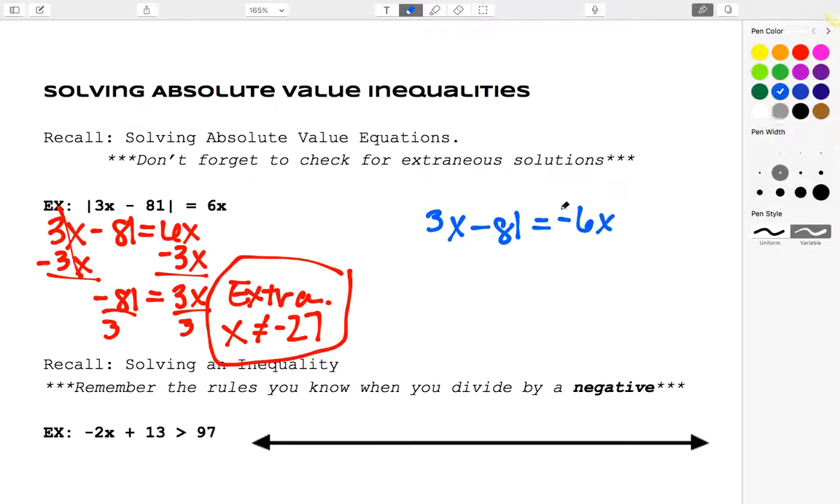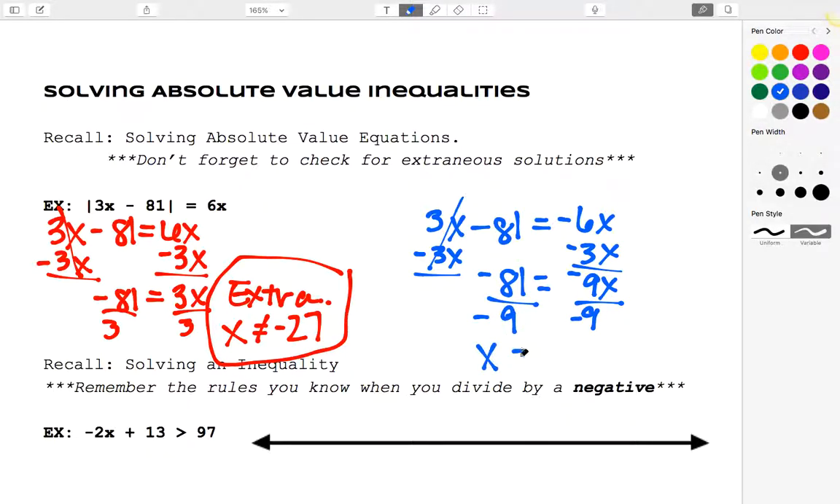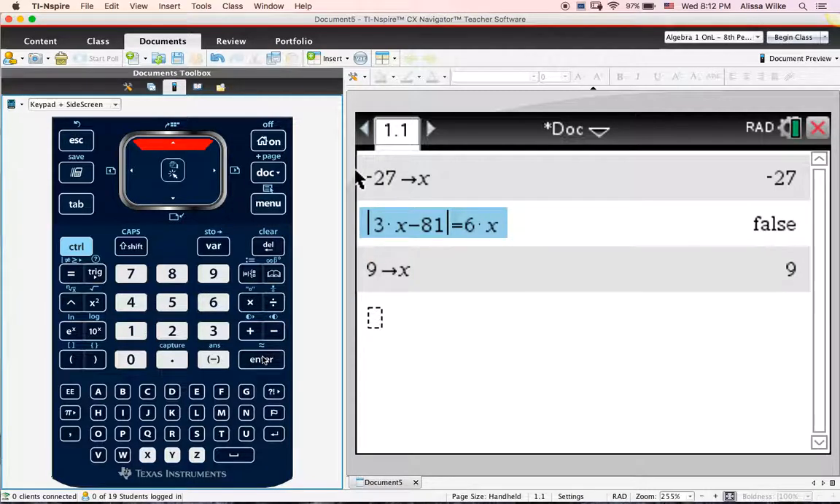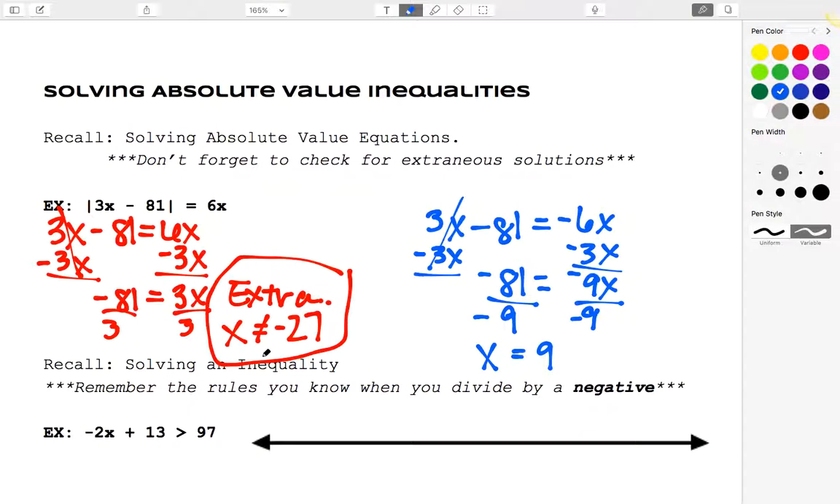All right, so let's go ahead and look at the blue and see if it'll work. Again, I've got to get my like terms together, so I'll go ahead and subtract my 3x over. Negative 81 equals negative 9x. To get x by itself, I'll divide both sides by negative 9, and I'm going to find out that x equals 9. So let's go ahead and see if that is a true statement or not, if that works. So I'll go ahead and say store 9 in for x. And then I'll come up here and pull my equation and hit enter, and that's a true statement. So this one is true, so I do know that it works.